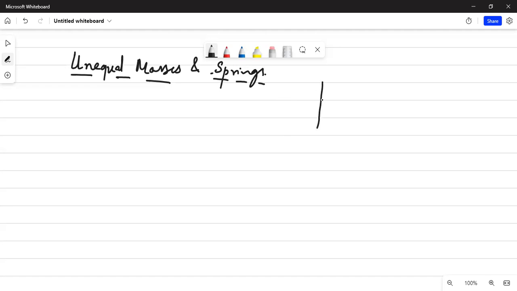So this is how it was. In the previous lecture we had only two equal masses. In this we are going to have two unequal masses. So let us take for simplicity two unequal masses as one being double of another.